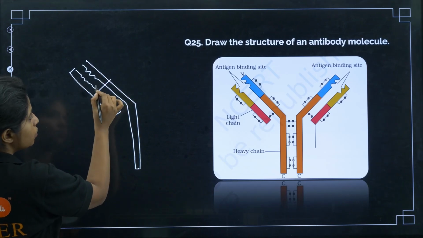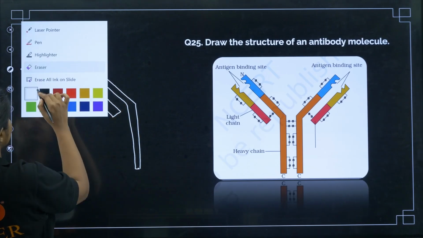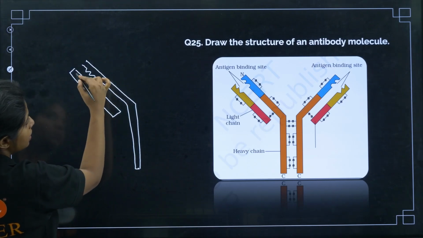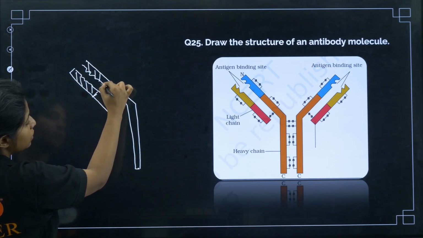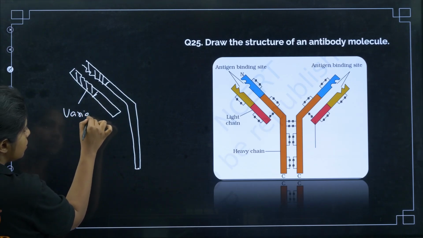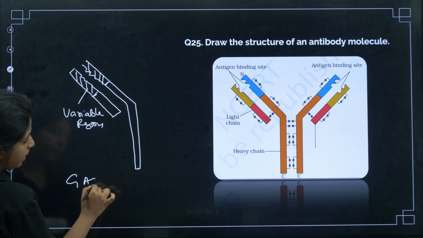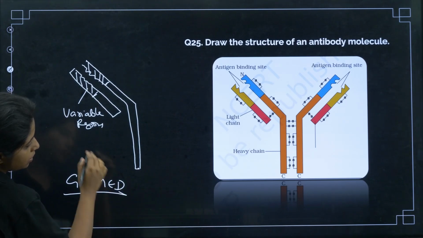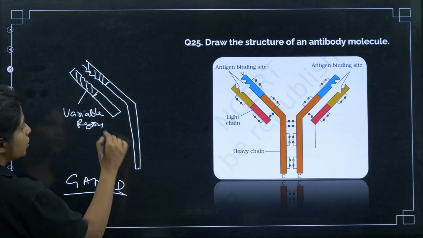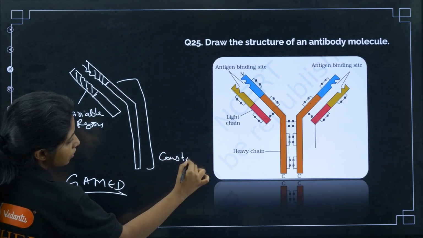In both the regions you would be having, sorry, I have made a cut over here. So there is no cut, okay, just a second. So this region that you see, my dear children, it is variable region. It differs in different antibodies. You know, there is IgG, A, M, E, D. There are 5 antibodies. All of them have different variable region. The other region that you see over here, from here to here, is known as constant region.